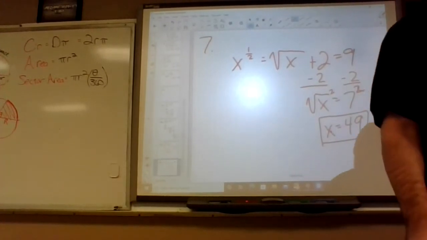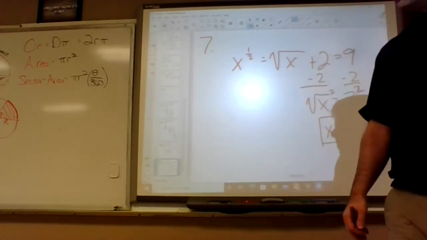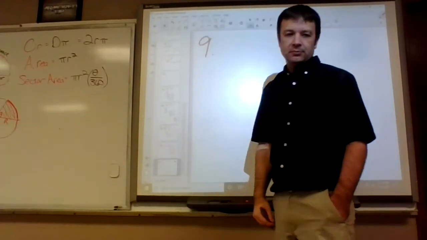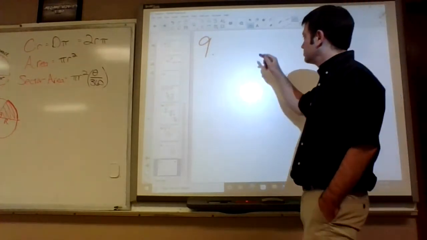Hopefully one of the odds gets one that doesn't work. Number 9. Square root of x minus 8, plus 9 equals 2.